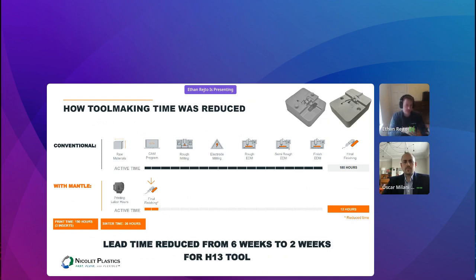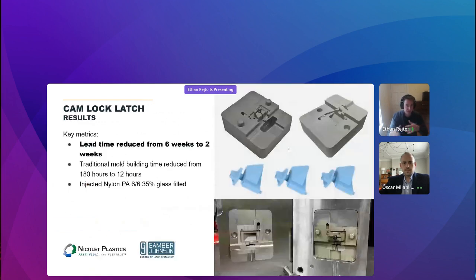Of course, there was still printing time and sintering time involved, but all of that was done unattended and in the background. So you can see here that they went from a lead time of 6 weeks down to just 2 weeks. So 2 weeks to produce an H13 mold is pretty incredible. This was also molding a 35% glass filled nylon, so a very abrasive material. And the tool, they've done thousands of shots. They're still running the tool, and they're very happy with the result here.